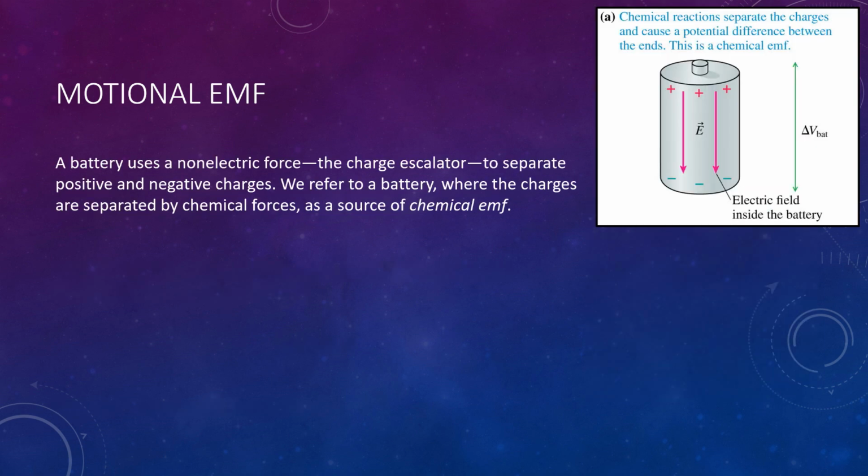A battery, as we know, uses what we called a charge escalator to separate positive and negative charges. We thought of it as charges being lifted up inside the battery to a higher potential. We refer to a battery where charges are separated by chemical means, using chemical potential energy, as a source of chemical EMF. EMF is what we call electromotive force. So a battery does it using chemical means.